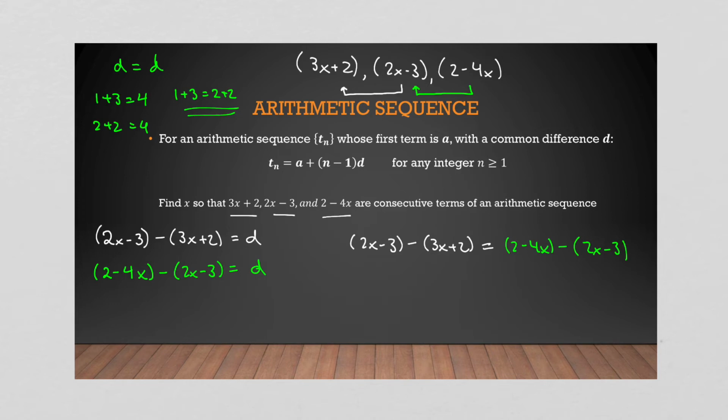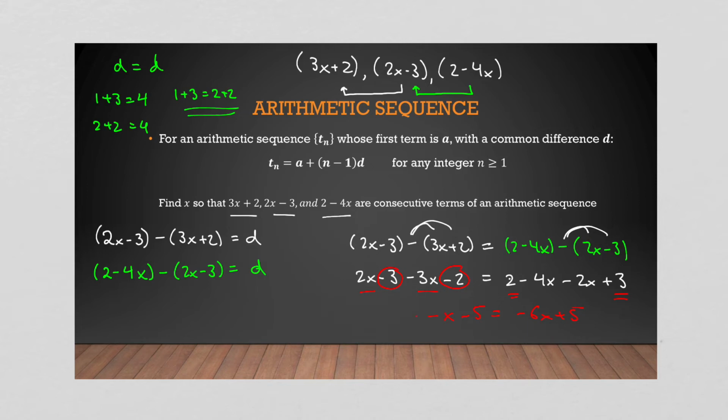And now I do some lovely algebra. So I'm going to subtract, subtract, and subtract, subtract. So now I have 2x minus 3 minus 3x minus 2 equals 2 minus 4x minus 2x plus 3. Group my like terms on the individual sides of the equation. So this side simplifies to negative x minus 5. This side simplifies to negative 6x plus 5.